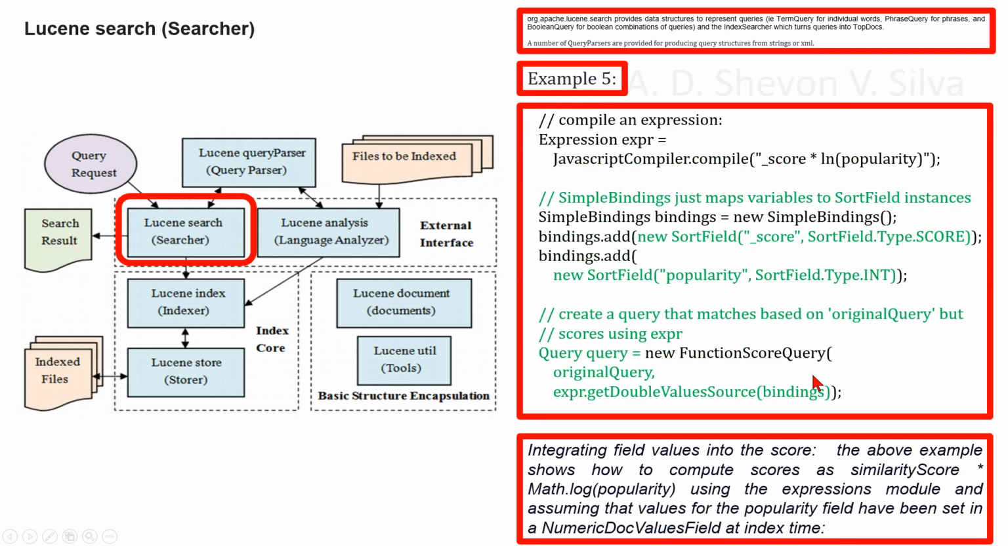In this example, you can see integrating field values into a score. This example shows how to compute scores as similarity score multiplied by Math.log(popularity) using the expressions module, and assuming that values for the popularity field have been set in a numeric doc values field at index time.